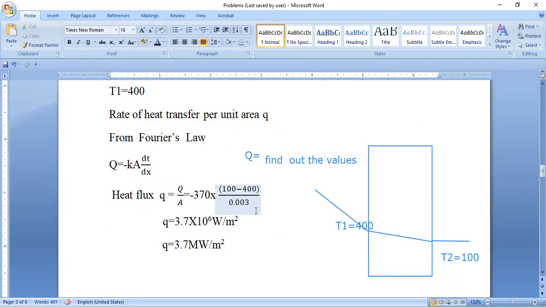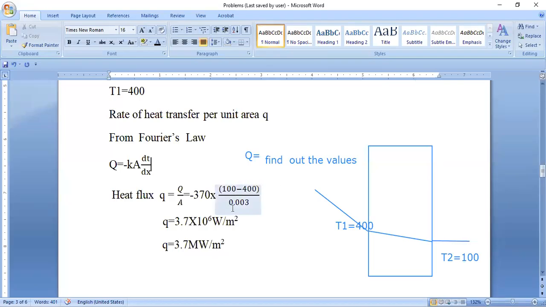Fourier law of heat conduction: Q is equal to minus KA dT by dx. Heat flux is equal to small q, which is Q by A. See here the equation, this is the heat flux, K is equal to 370 and T2 temperature is 100 degrees Celsius.